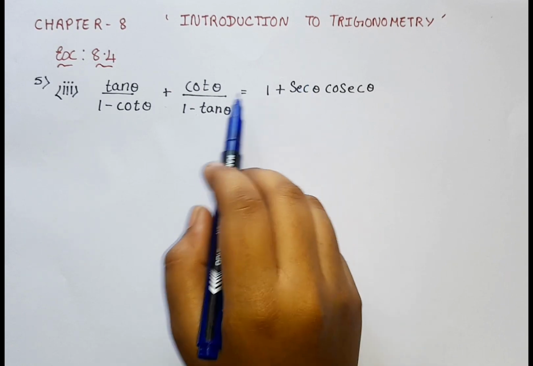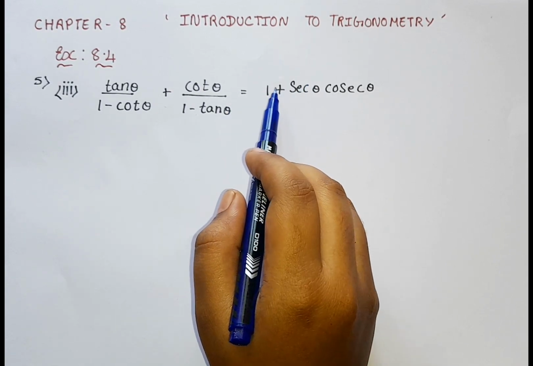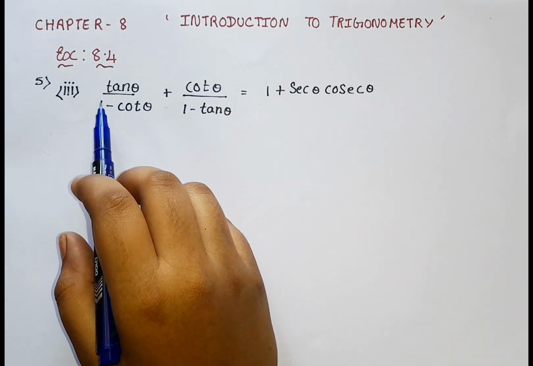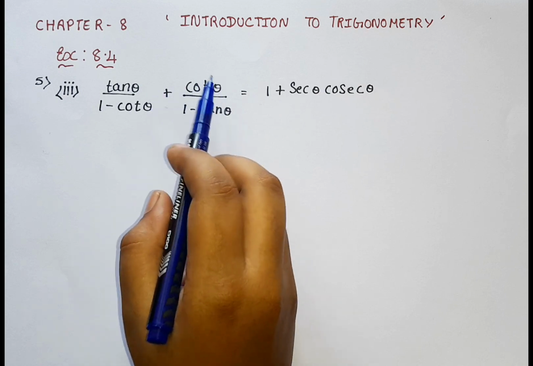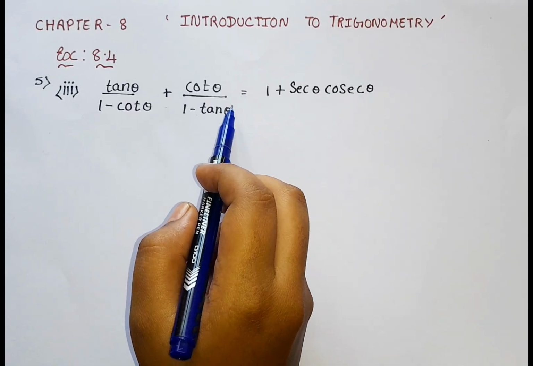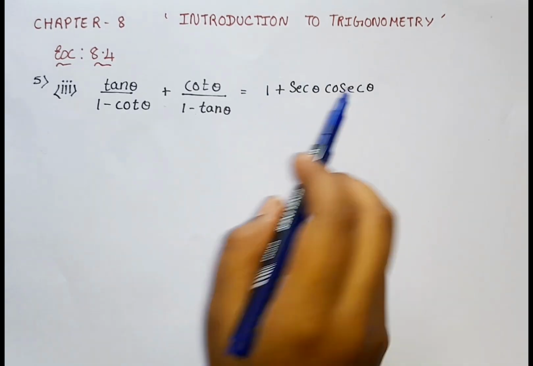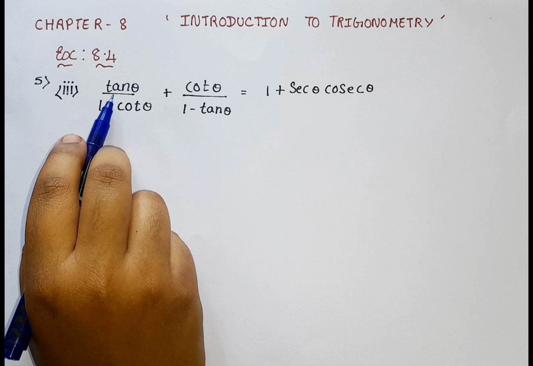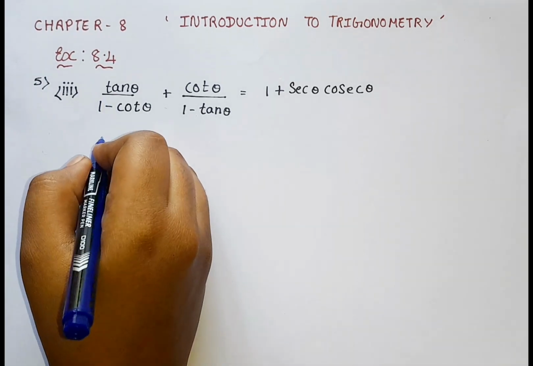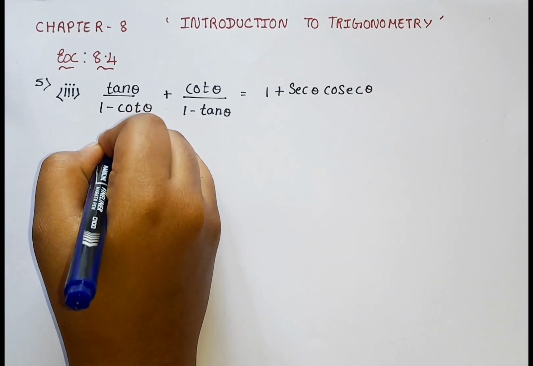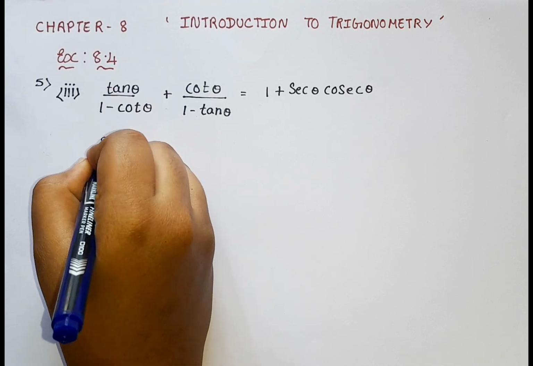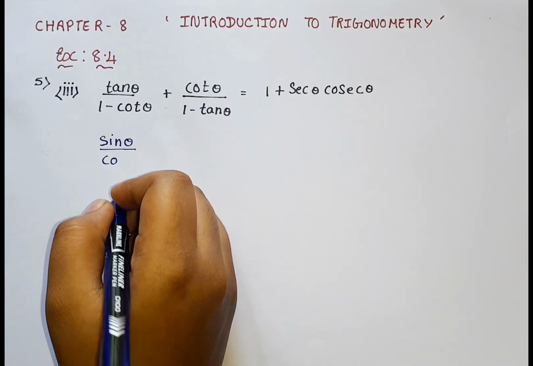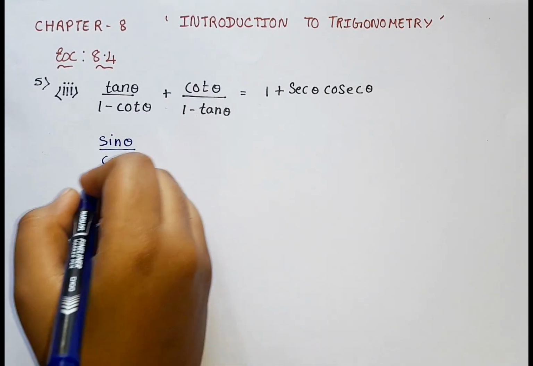We are supposed to show that we get this value when we solve tan theta divided by 1 minus cot theta plus cot theta divided by 1 minus tan theta. When we solve this, we have to get these values. It's literally easy. First we have to apply the formula. So the tan theta formula is sin theta divided by cos theta, isn't it?